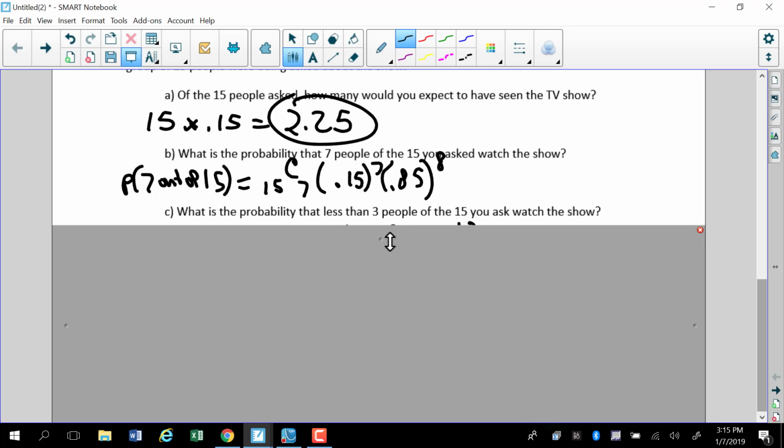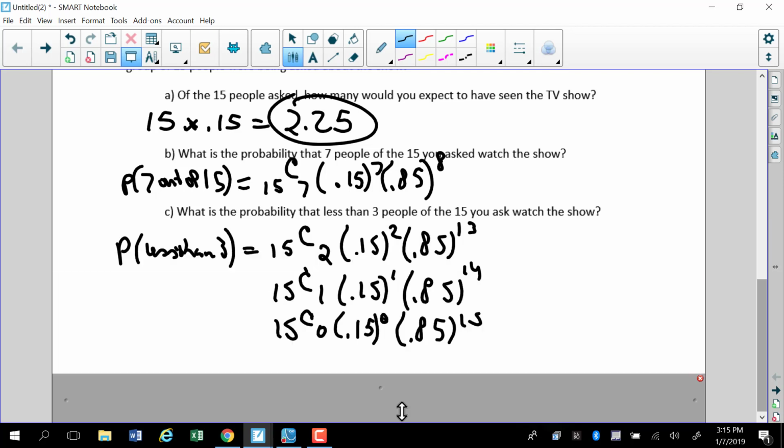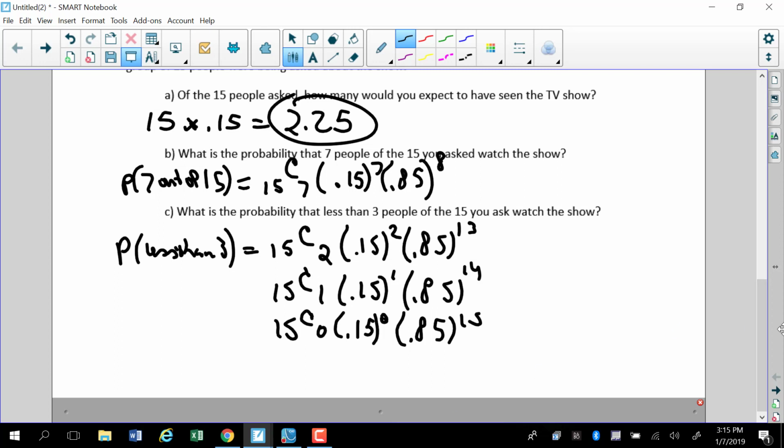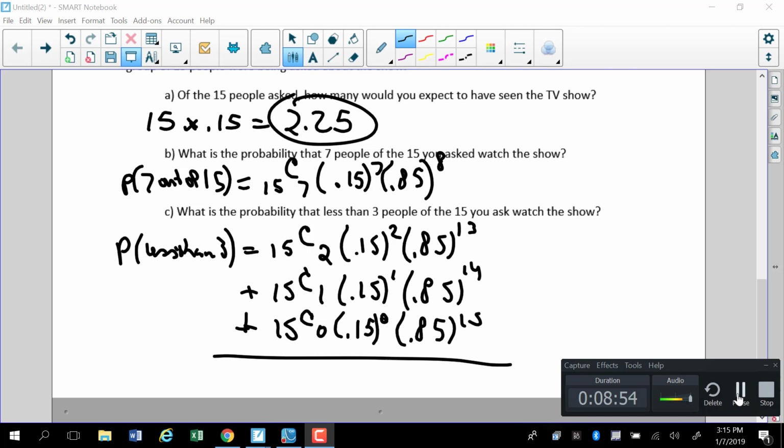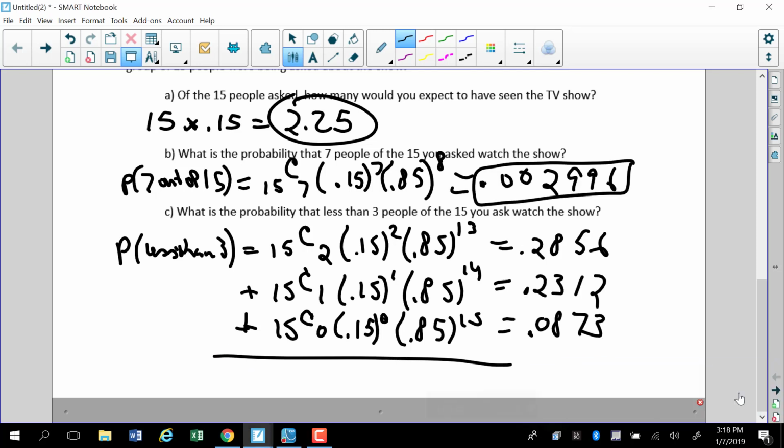So we're going to have to do 2 people, 1, and 0. So we have these options right here. So we have 2 people watched, 1 or 0, and then you can just add up the results. So whatever the probabilities are, you can add up the results. So I'm going to pause here, put them on your calculator, see if you get the same probabilities I did.